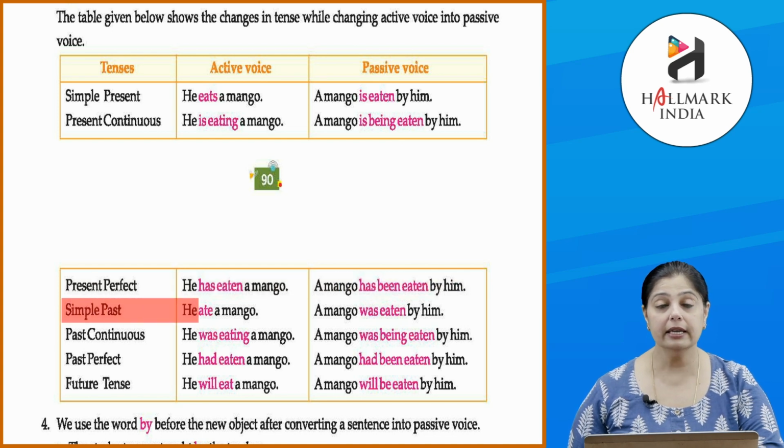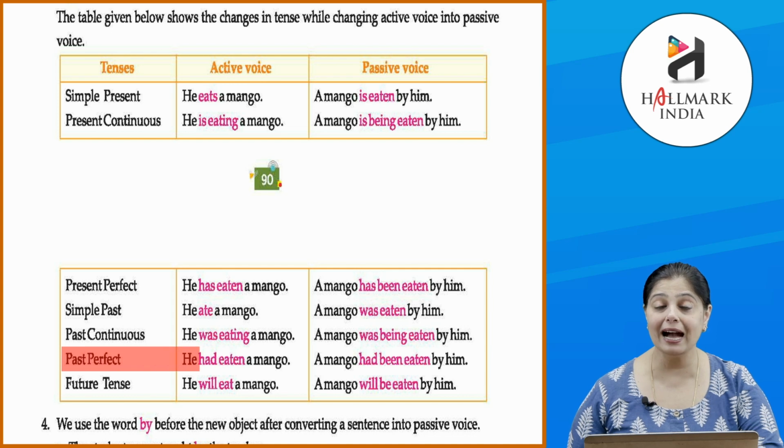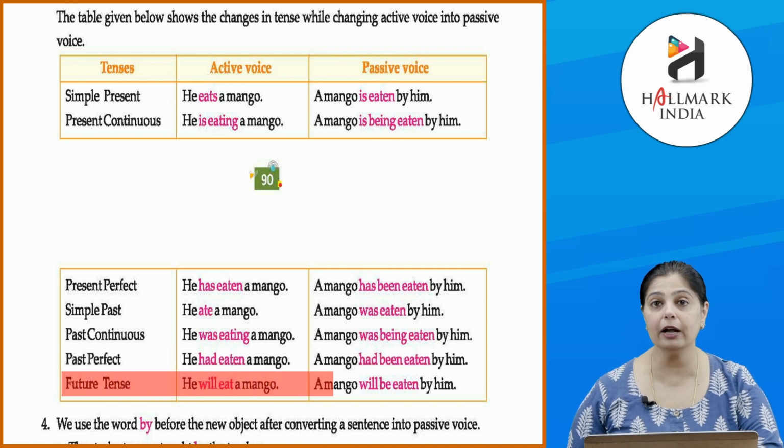Simple past, he ate a mango. A mango was eaten by him. Past continuous, he was eating a mango. A mango was being eaten by him. Past perfect, he had eaten a mango. A mango had been eaten by him. Future tense, he will eat a mango. A mango will be eaten by him.